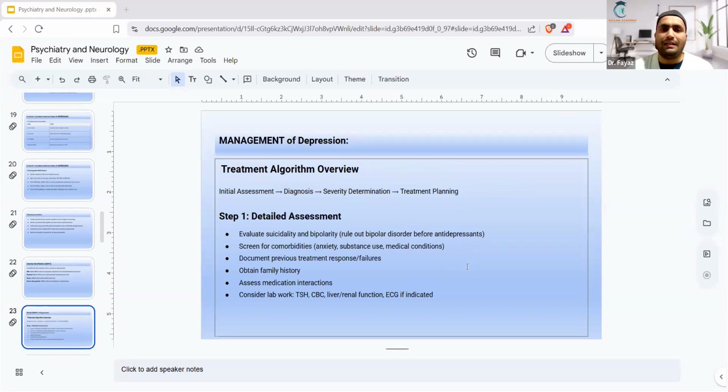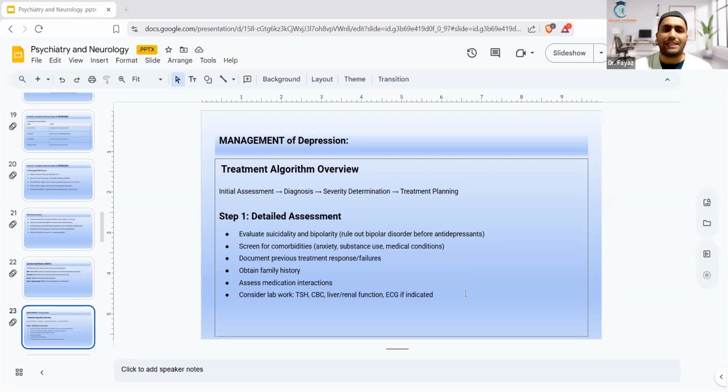Now, how we manage depression. First thing is we talk to the patient about their symptoms and we do our initial assessment based on their history, physical findings, etc. We diagnose depression and then we determine how severe the depression is. The severity is what determines how we are going to start with medications or we are going to consider therapy first.